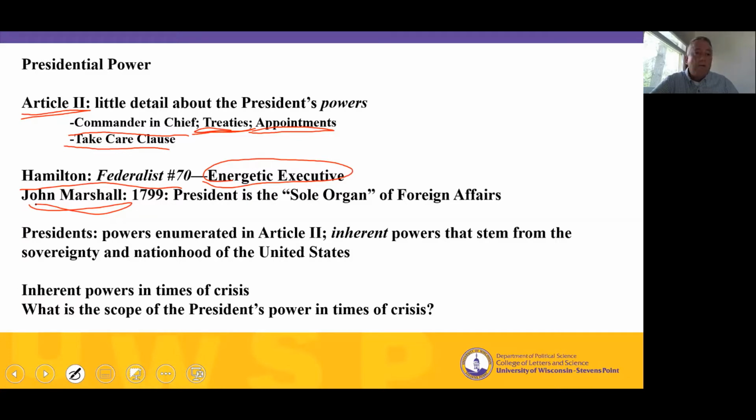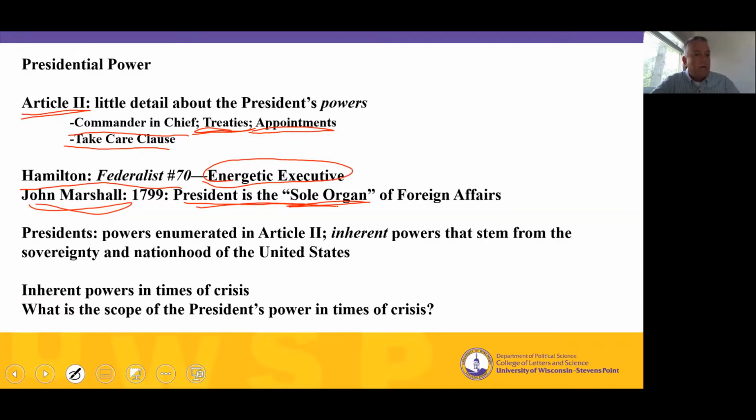And the House and the Senate are debating a treaty with Great Britain. And Marshall argues that when it comes to the treaty power, the president is the sole organ of foreign affairs, that the president is the one branch of government that represents the United States to foreign countries, to the rest of the world, and therefore the presidency has this inherent power to conduct foreign affairs and international relations.